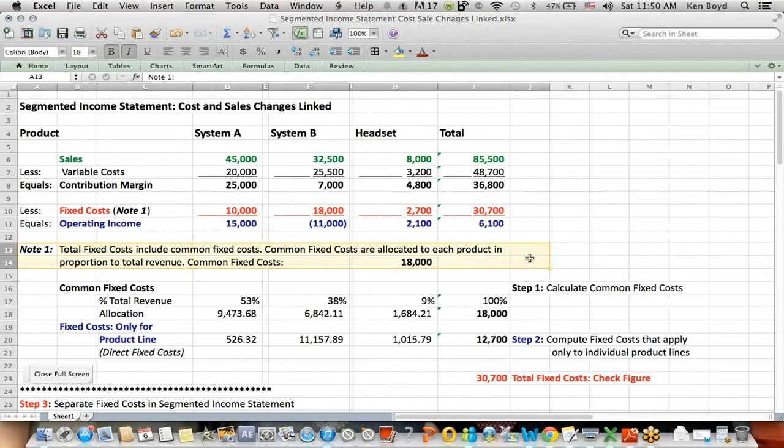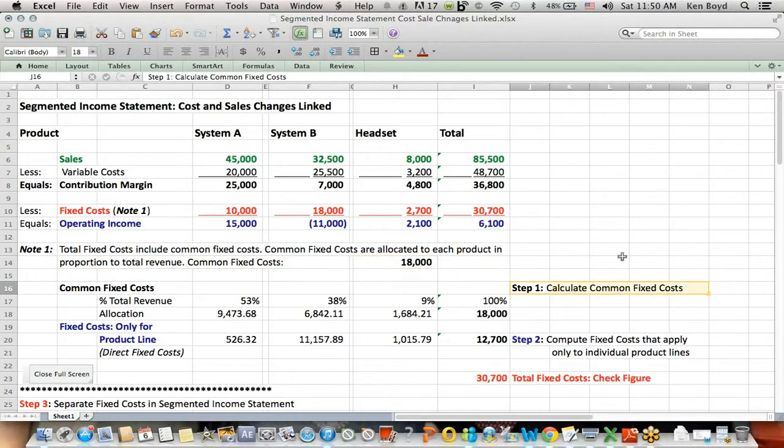Now, we find out that total fixed costs include common fixed costs, which are shared among all divisions in one way or another. Think of them as home office costs. In this case, it says the fixed costs are allocated to each product line in proportion to their total revenue, and the common fixed costs are $18,000. So the first challenge is we've got to calculate the common fixed costs and pull that out of the fixed cost total. So I look at the percentage of revenue for a division, and then I multiply 18,000 by the percentage of total revenue, and I get the allocation of the common costs, totaling 18,000, which is the number I was given.